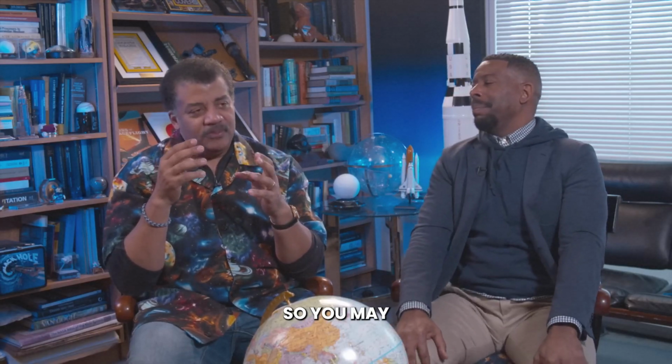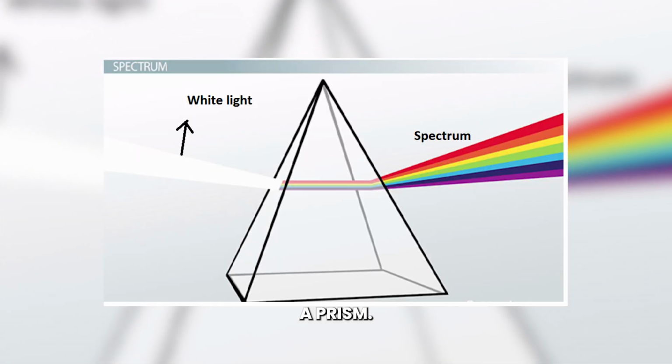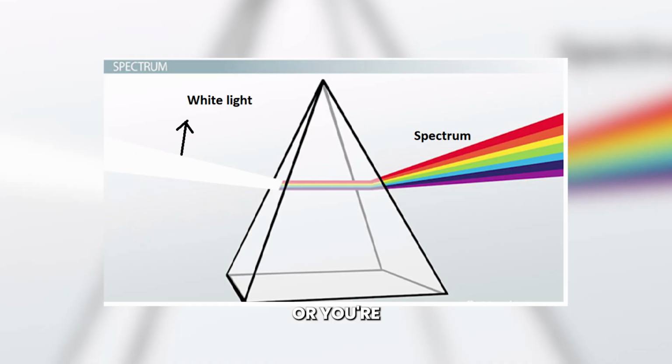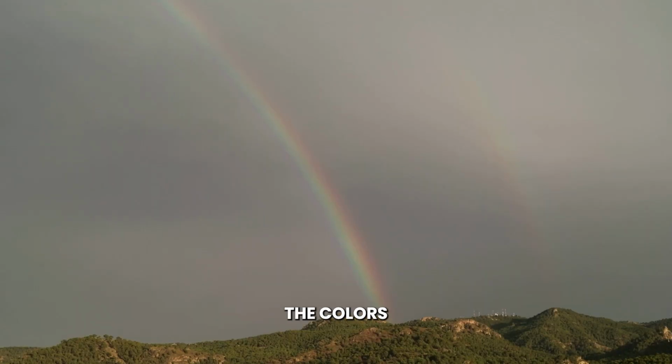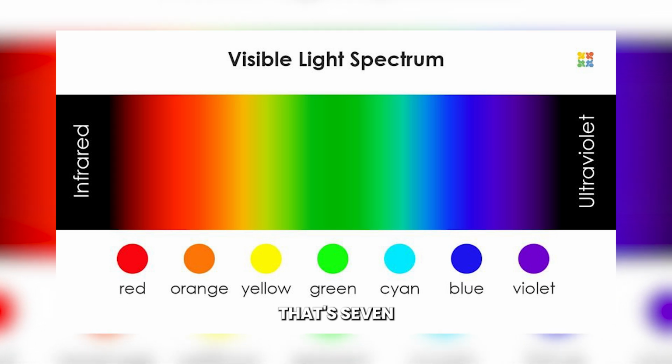So, you may remember that white light is composed of colors. Put it through a prism, that's how you get a rainbow. Or through a raindrop, it spreads them out into colors. And you get the colors of the rainbow. Roy G. Biv. Red, orange, yellow, green, blue, indigo, violet. So 7 colors of the spectrum.